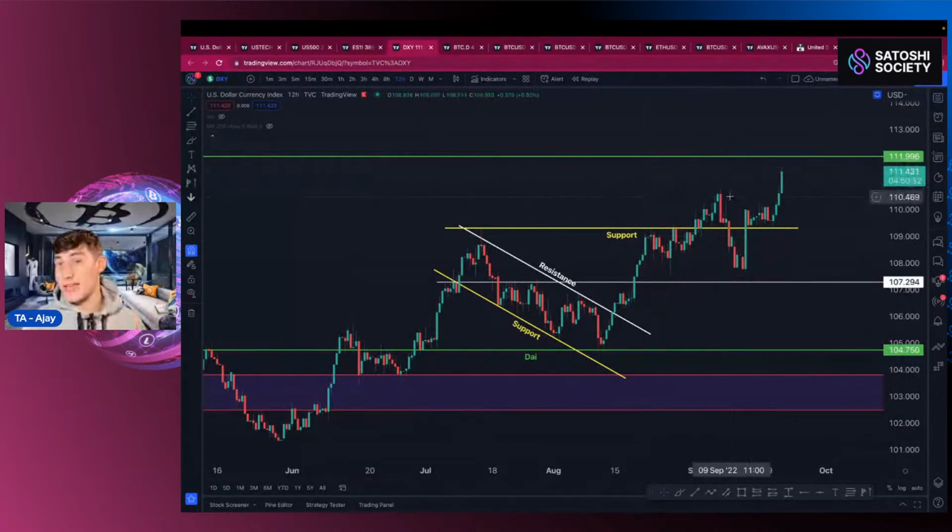But the DXY is actually pumping off of this as well. We are seeing the price of the DXY push. Earlier on today, it was sat around 110, but we are seeing it push to around 111.5. And of course, if we see the DXY continue to push, we are most definitely going to see the traditional market and the crypto markets dump.